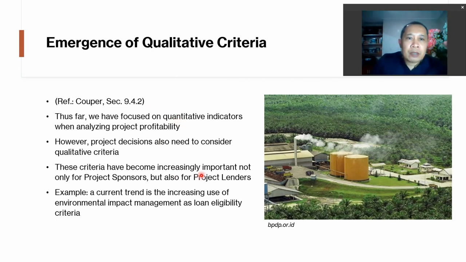So these criteria have become increasingly important not only for the project sponsors or project owners, but also for project lenders. An example of a current trend is the increasing use of environmental impact management as a loan eligibility criterion. So this is from the viewpoint of the lenders. They will be willing to provide a loan for a project if the project can prove that it will be compliant to environmental regulations.